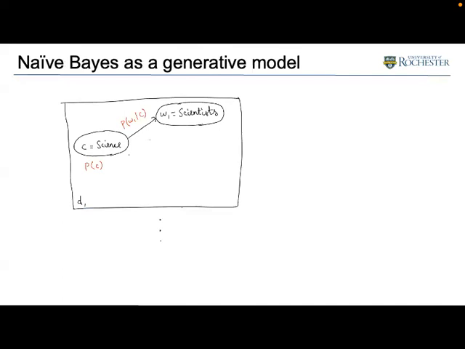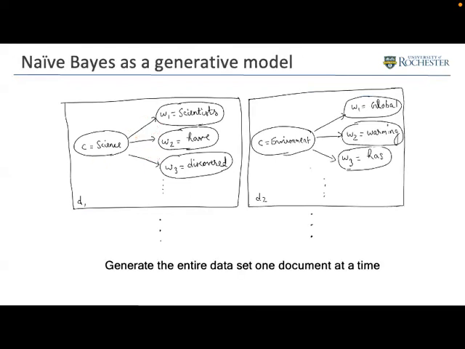And then the whole procedure can be represented this way. We first find word 1 conditioned on C, and then we find the other words. Each of the words will have class information, and the whole document is represented by the left side. So this is for document 1. For document 2, we just apply this procedure again, and we can generate the entire data set one document at a time.